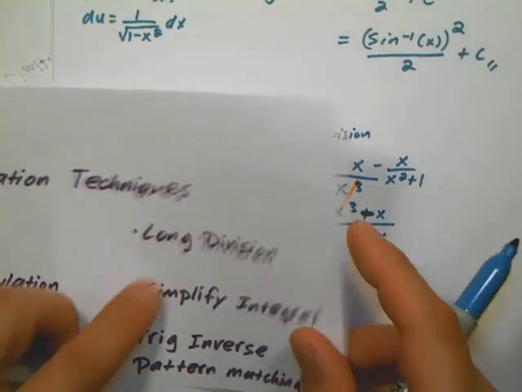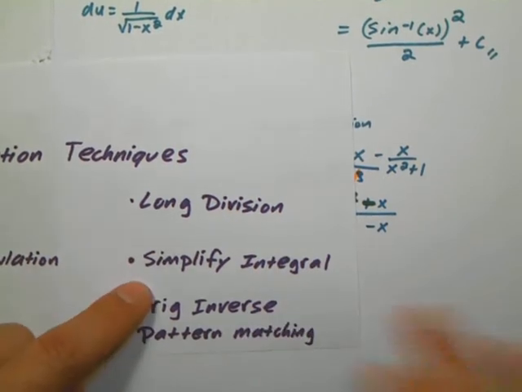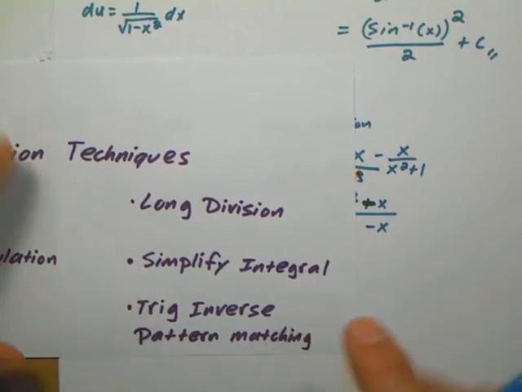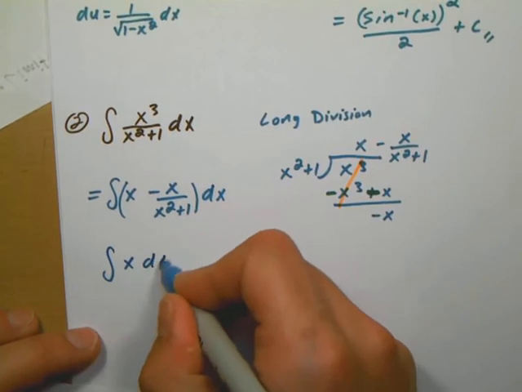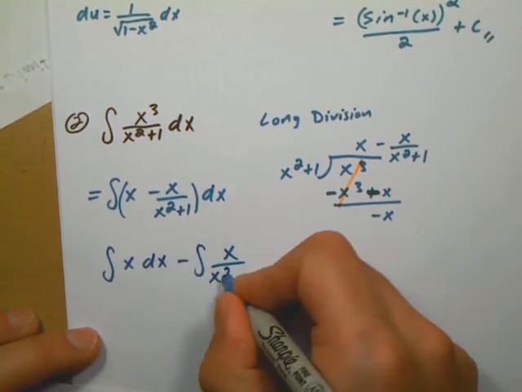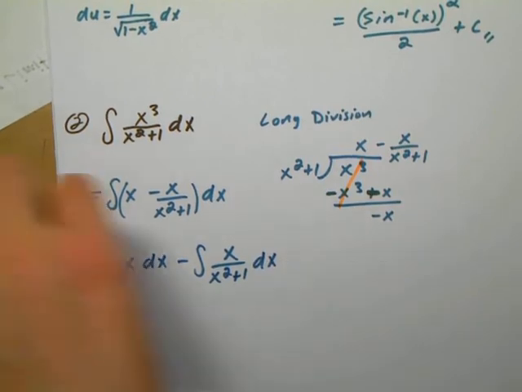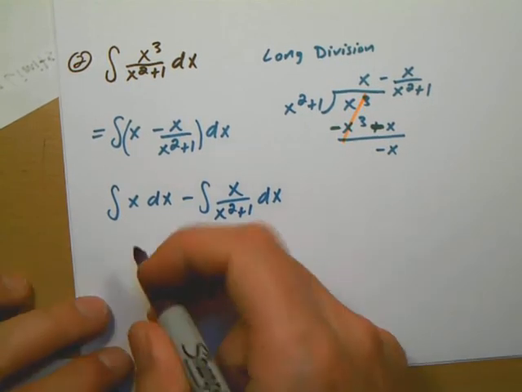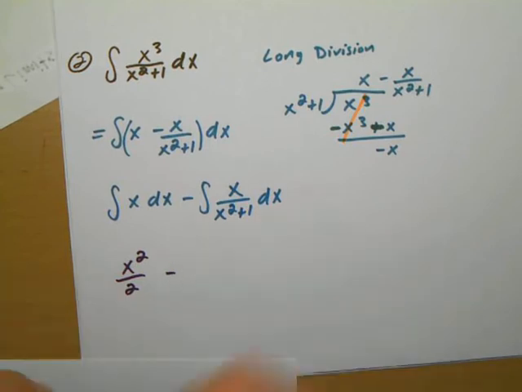And so even though we did long division, now I have to go to another technique, and that's just going to be simplify the integral. What that means is I'm going to go ahead and split this up. So I'm going to integrate this piece by piece. So the integral of x dx minus the integral of x over x squared plus 1 dx. Now this over here on the left is just a straight power rule. This is just going to be x squared over 2 minus.